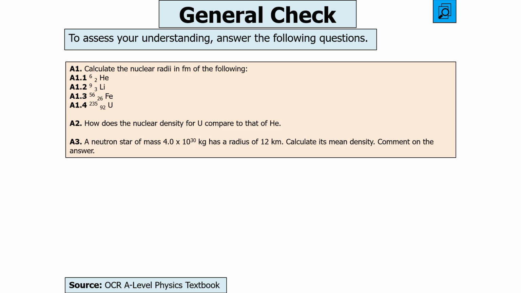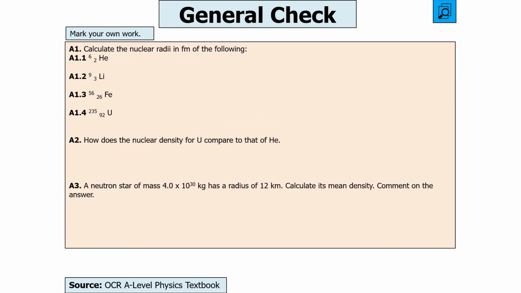Then how does the nuclear density for uranium compare to that of helium? And then, the neutron star of mass 4 times 10 to the 30 kilograms has a radius of 12 kilometers. Calculate its mean density and comment on the answer. So pause the video now, then unpause the video when you want to go through your answer.